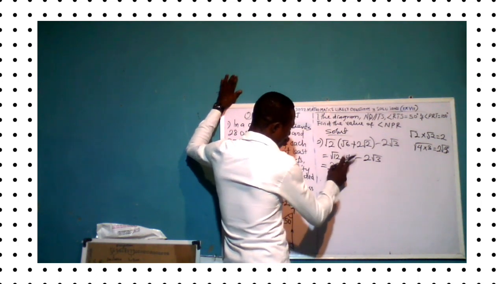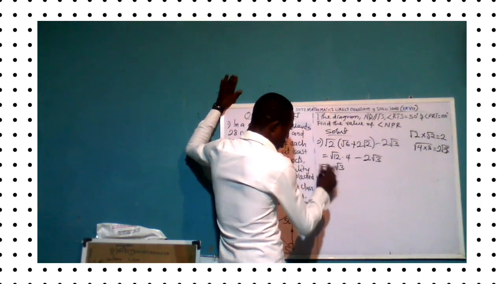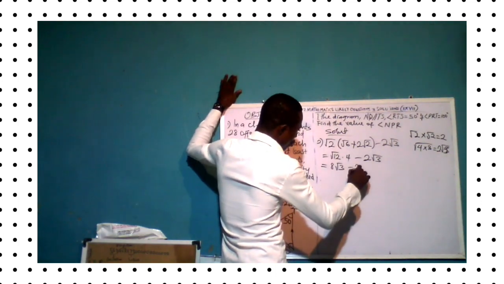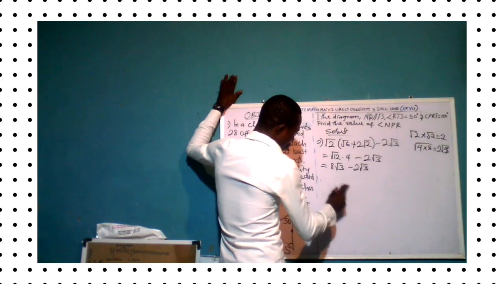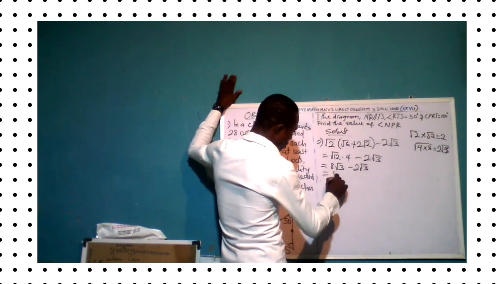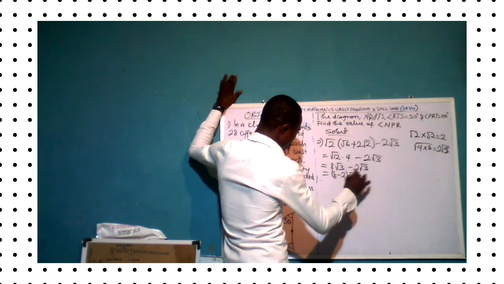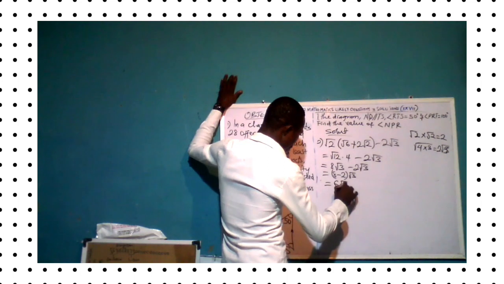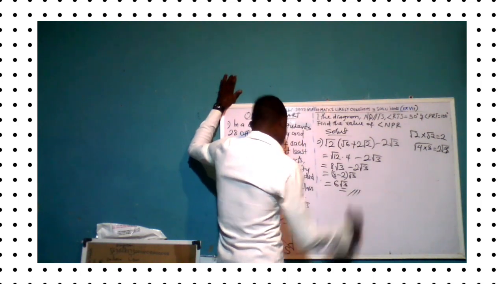And the 2 multiplied by this 4, that will be what? 8 root 3. So, minus 2 root 3. So, what is common? The root 3 is common. Therefore, you have 8 minus 2 in brackets, root 3. And this will give you 6 root 3. So you actually find this among the options.